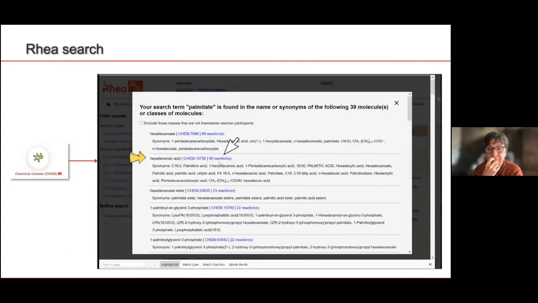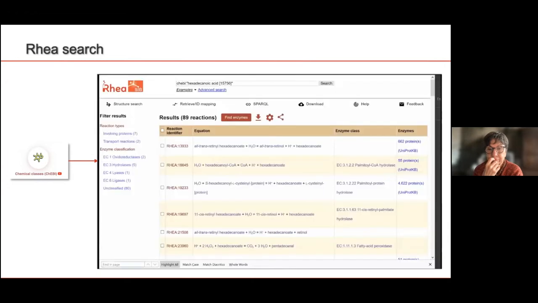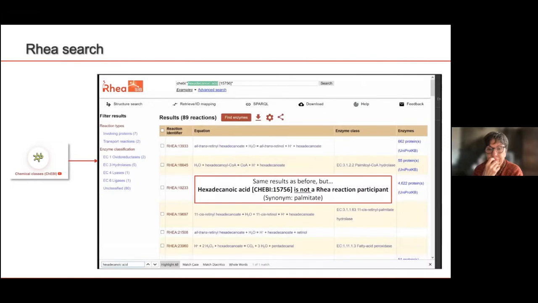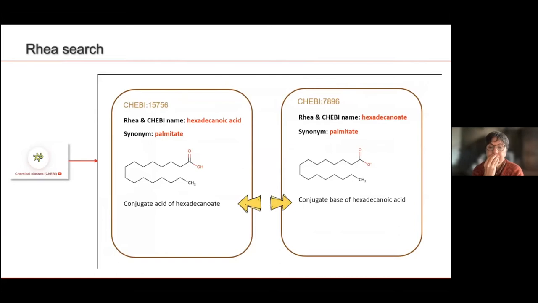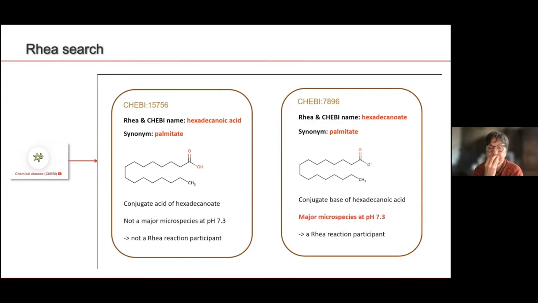If we do the same for the molecule hexadecanoic acid, we see that it does not directly appear as a reaction participant in Rhea. To understand this, we need to explain a convention used in Rhea. ChEBI handles all forms of a given chemical compound, for example, neutral versus charged, fully versus partially protonated. Each form has its own unique ChEBI identifier, and related forms are linked together. Rhea, in order to provide non-redundant and chemically balanced reactions, uses those ChEBI entities that describe the form that is the major microspecies at pH 7.3.